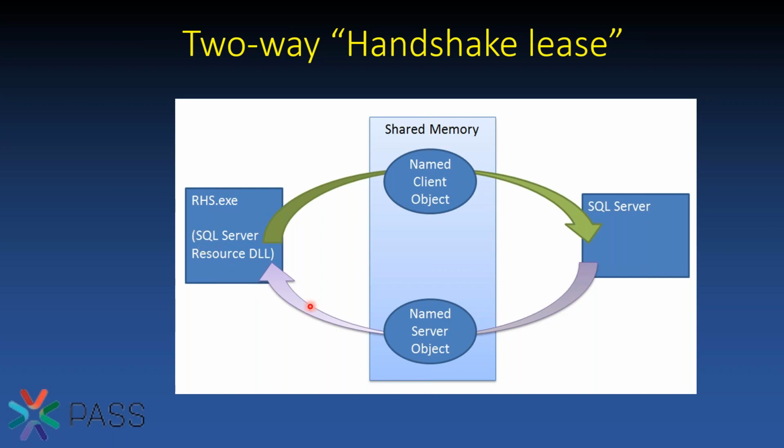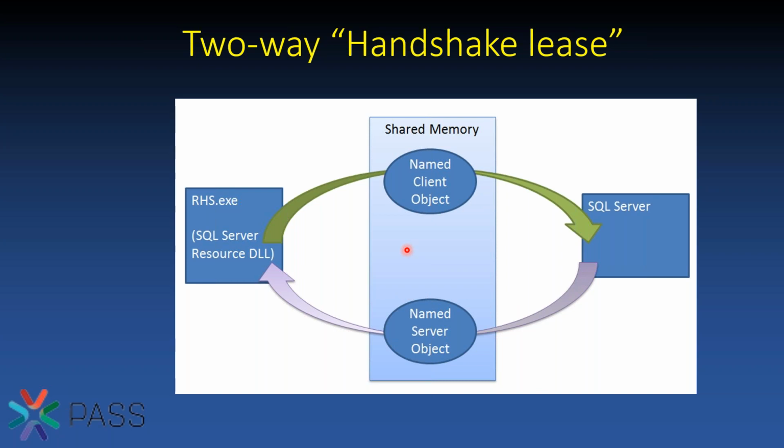And so SQL will write to its memory location. That will trigger an event on the RHS process thread. That thread will then go and say, oh, well, SQL just responded to me. I need to go respond to SQL. So I'm going to go write to my memory location, and that will trigger SQL, and the whole process just starts over again. So this is a never-ending loop. They ping pong back and forth forever.